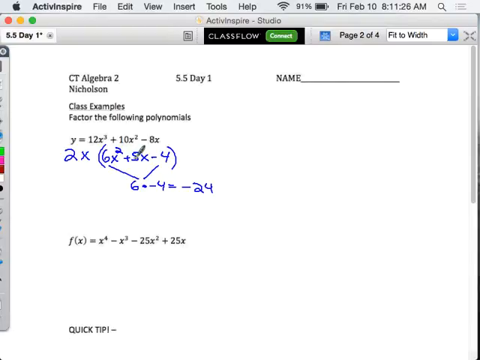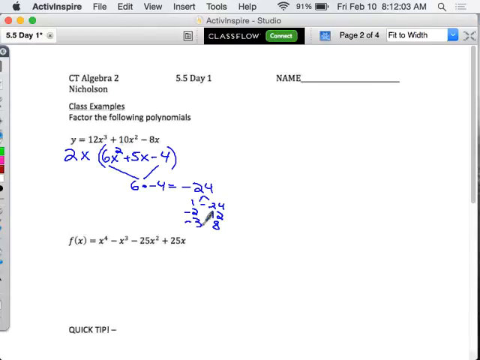So start listing out numbers that multiply to negative 24. I could do 1 and negative 24. Those don't add up to 5. I could try negative 2 and 12. Those multiply to negative 24, but those don't add up to 5. I could try negative 3 and 8. Those multiply to negative 24, and those also add up to 5. So these are my 2 numbers that work.